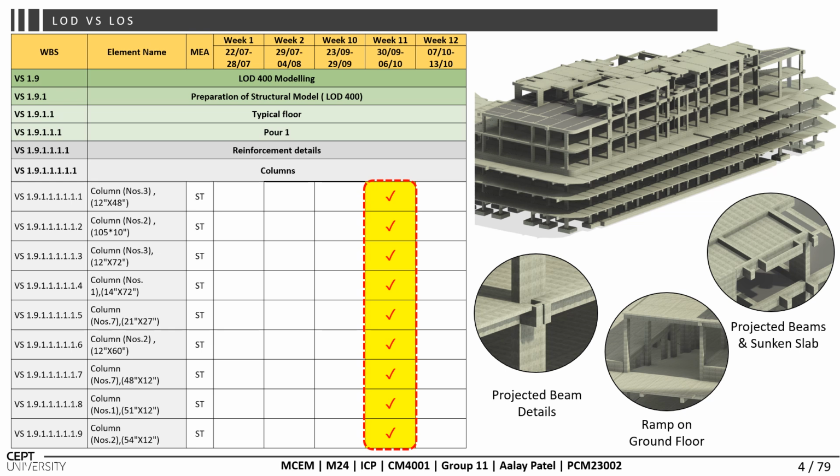The development of the LOD 400 model was perfectly aligned with the MSP schedules, providing insights into each task that would occur during the week or the day, and the dependency between activities, ensuring tasks were completed in sequence without overlaps or delays. On the right side, the picture shows that we have done the projected beam details, the ramp on the ground floor, the projected beam and the sunken slab.